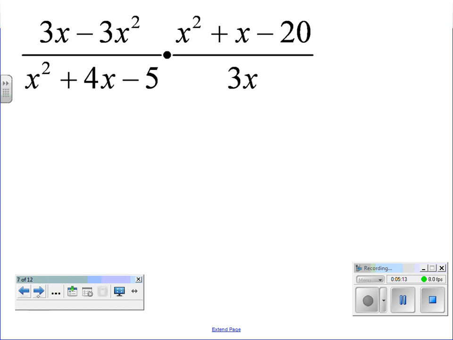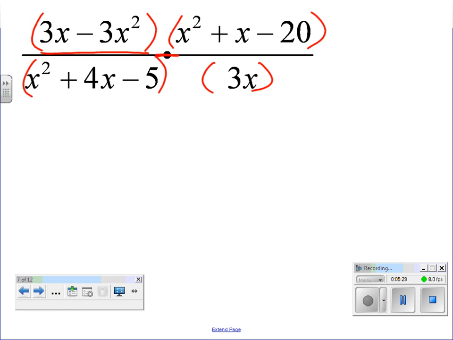Now I'm going to show you another example here. Notice the big multiplication problem. Whenever you're really multiplying, you're multiplying this times this. Okay? And this times this. So really, that dot's meaningless. What I'm going to do is break everything down into factors.